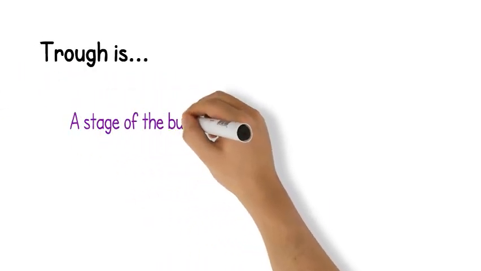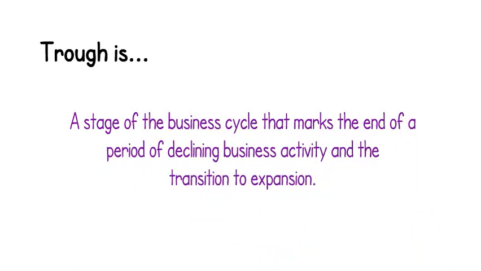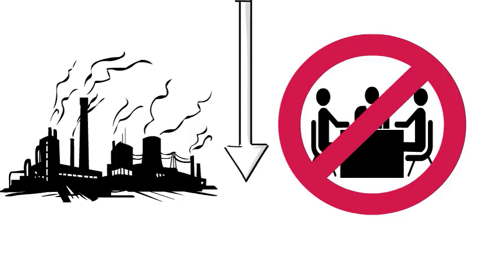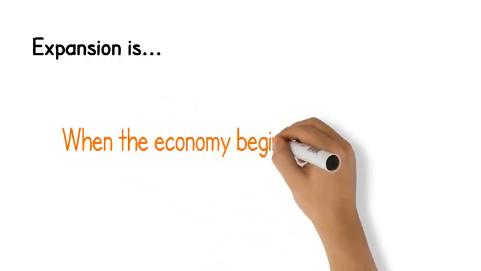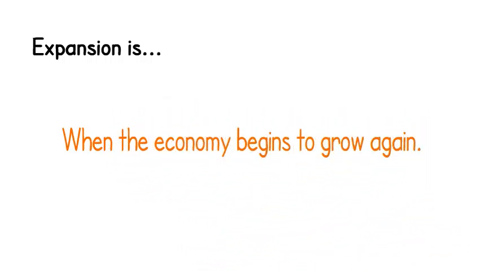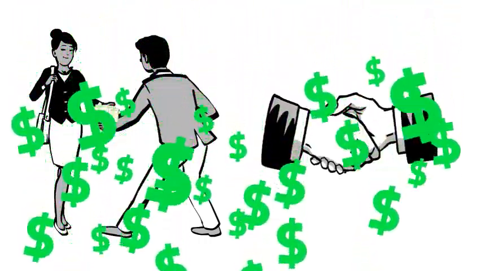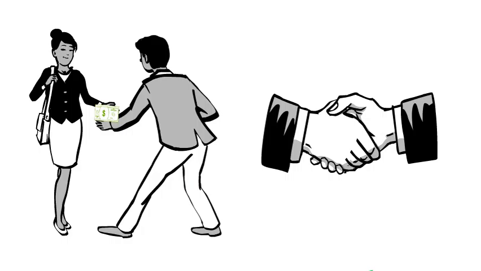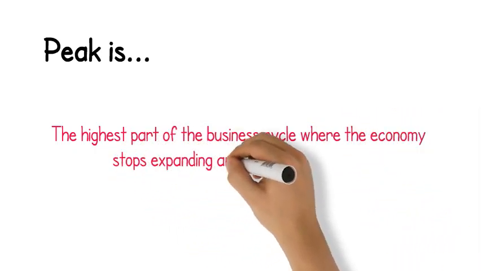Next, we have a trough, which occurs when the production and employment reach their lowest level. Sometimes the economy reaches a trough called depression, and it becomes a difficult period of economic decline. Expansion is a stage where the economy begins to grow again, and the expansion of wages, employment, and profits begin. Between the years of 2001 and 2007, a huge expansion and prosperity occurred. Lastly is the peak stage. This is the highest part of the business cycle, where the economy stops expanding and begins contracting.